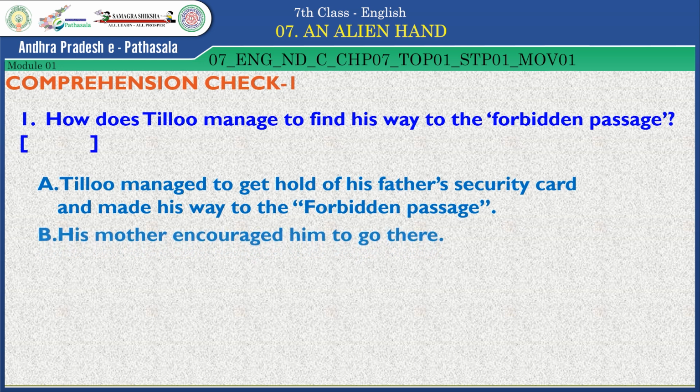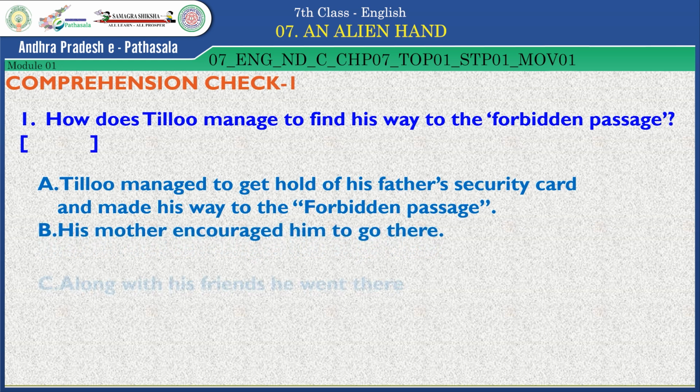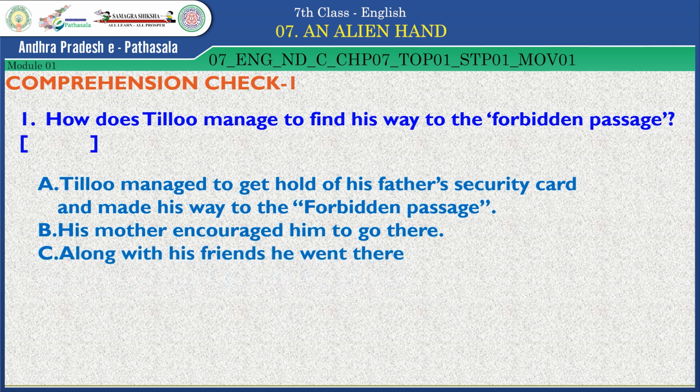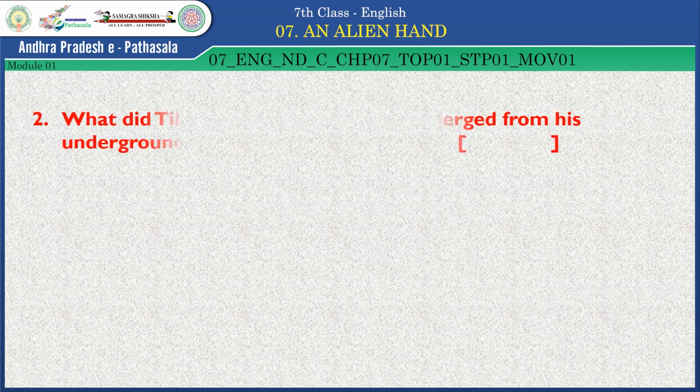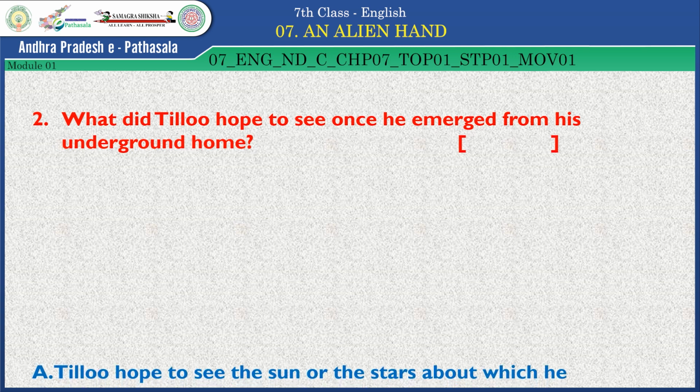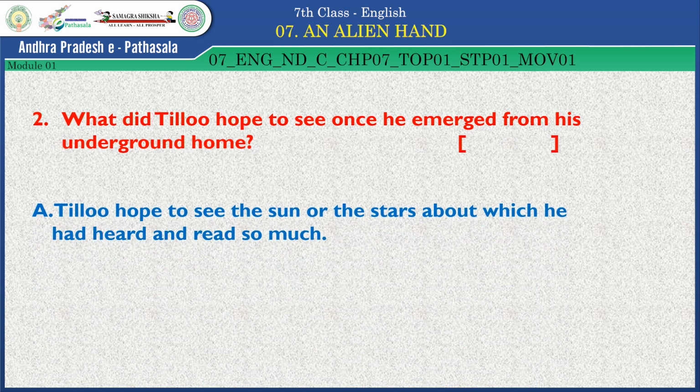Option B. His mother encouraged him to go there. Option C. Along with his friends, he went there. Which one is the correct answer? Yes, you are right. Answer is option A. Congratulations. What did Tilo hope to see once he emerged from his underground home? Option A. Tilo hoped to see the sun or the stars about which he had heard and read so much.